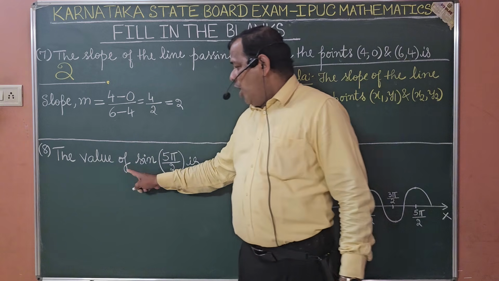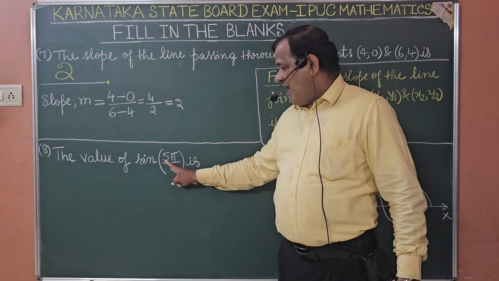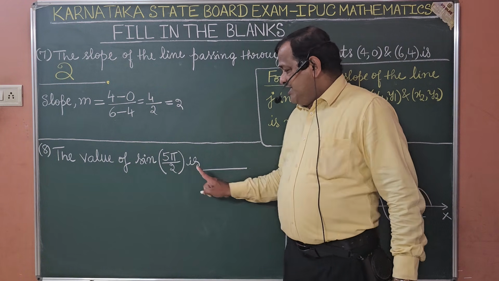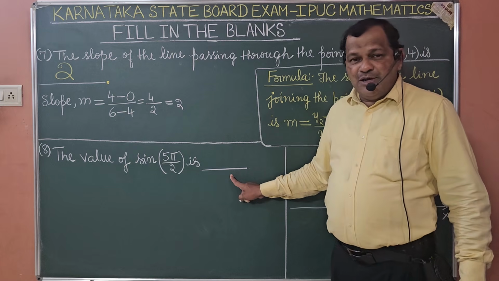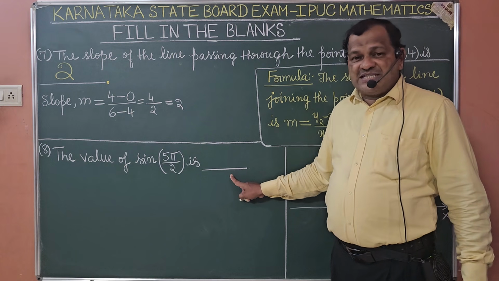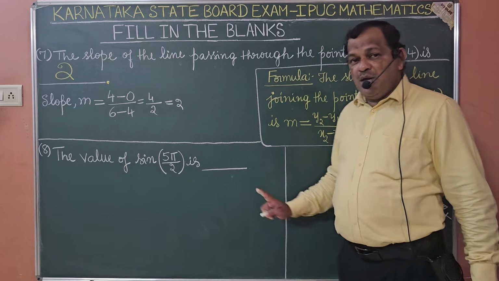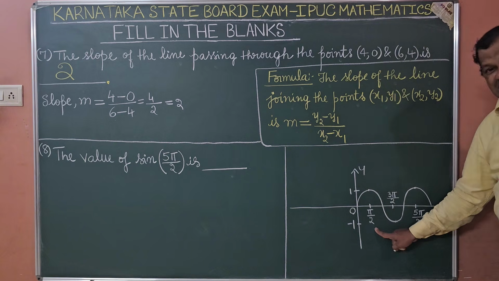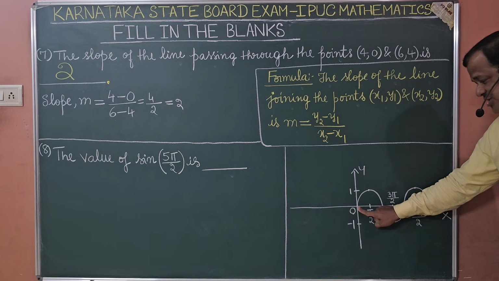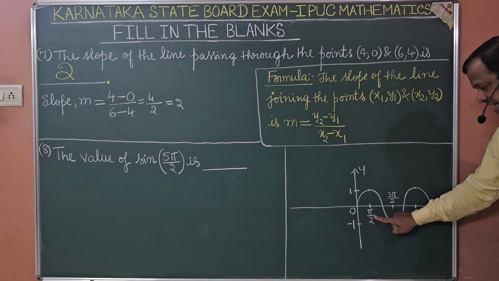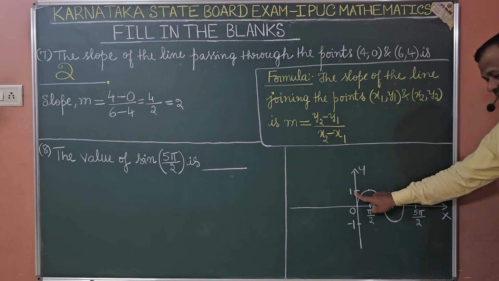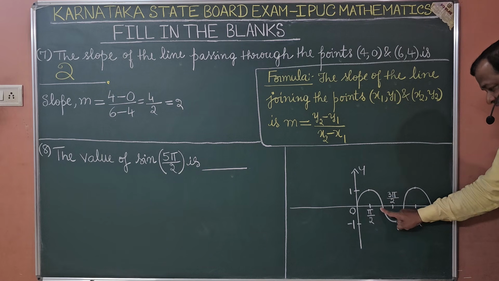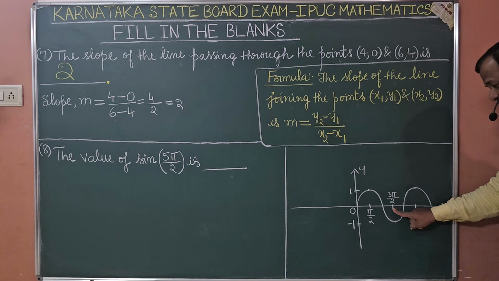Here is the 8th fill in the blank from the Trigonometric Functions chapter. The value of sine of 5 pi by 2 is dash. I will show two ways of solving this sum. One is graphically. The graph of the sine function: sine 0 is 0, sine pi by 2, that is sine 90 degrees, is plus 1, the maximum. Then sine pi, 180 degrees, is 0.